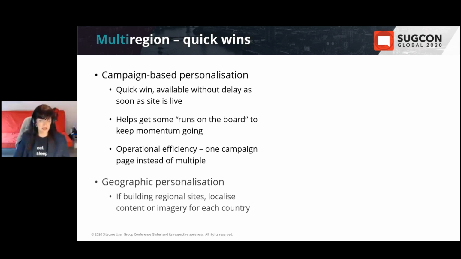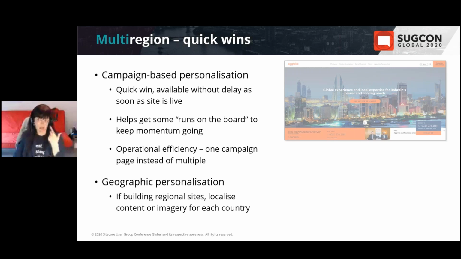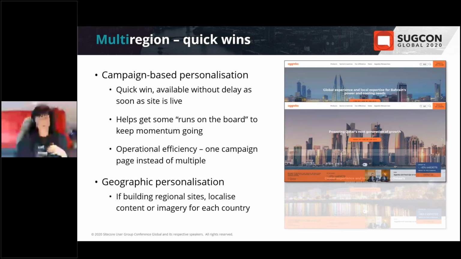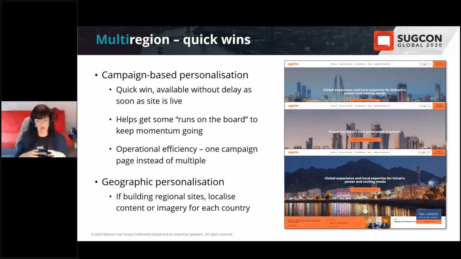Geographic personalization, funnily enough, is actually a good one for multi-region. If you're building a site which covers a bunch of different countries, for example, as Agreco did with their site to cover various Middle Eastern countries, then using geo-IP personalization to do local content or imagery for each country is a really good way of making it still feel like that particular country's site, even though you're running one which covers half a dozen different countries.